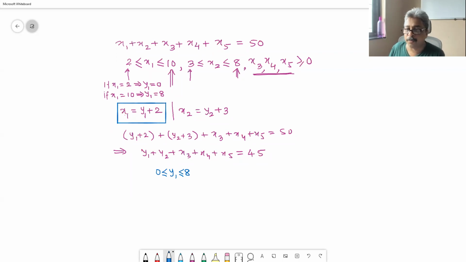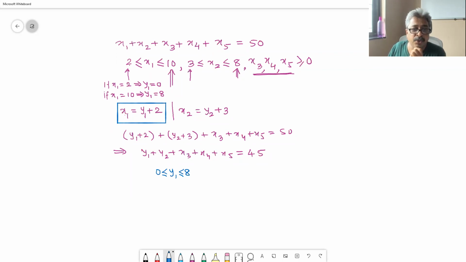Now, the new problem is for 45 ice creams. You have already picked up 2 ice creams of flavor A and put them in your basket, and the max total of 10 was there as far as x1 is concerned. x1 can range from 2 to 10. Do you understand? Therefore my upper bound of y1 will become 8.